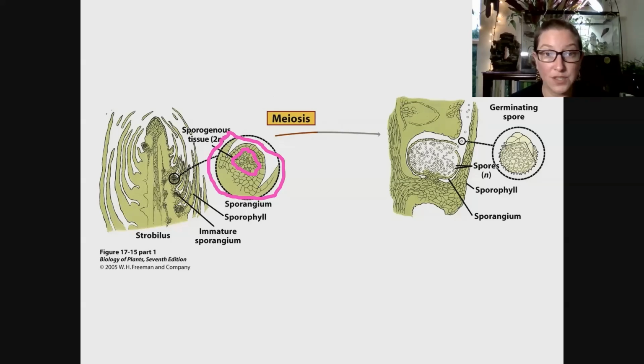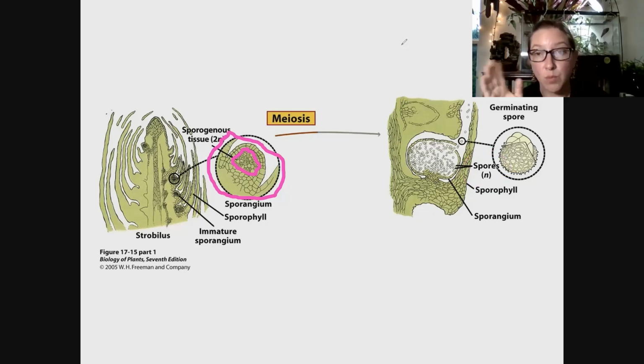once meiosis occurs inside of that sporangium, the result is, so here is that sporangium again, and meiosis has already occurred, and the result is these 1N spores.